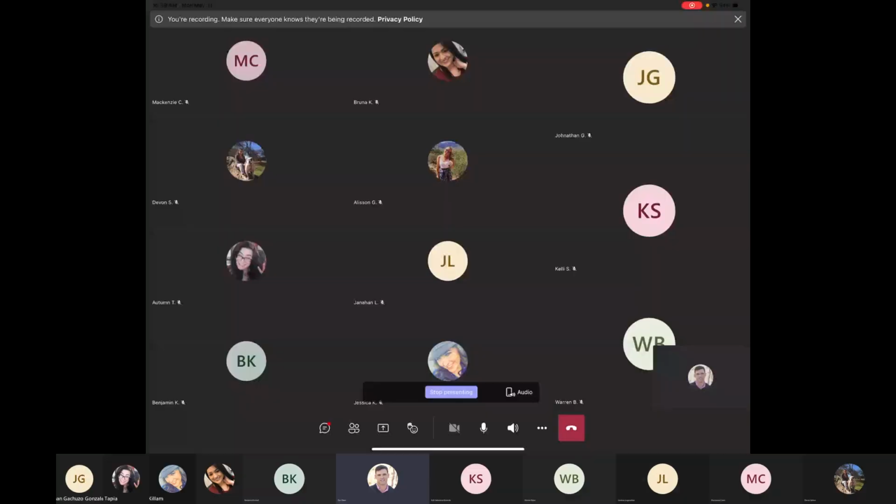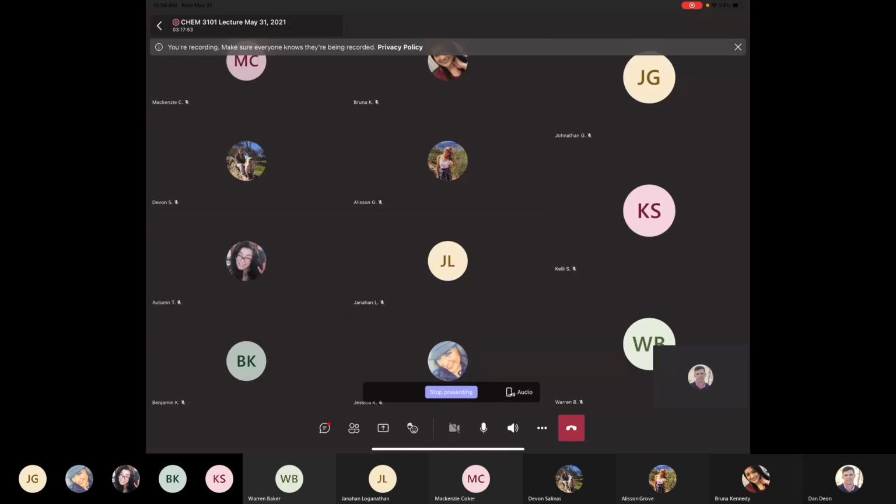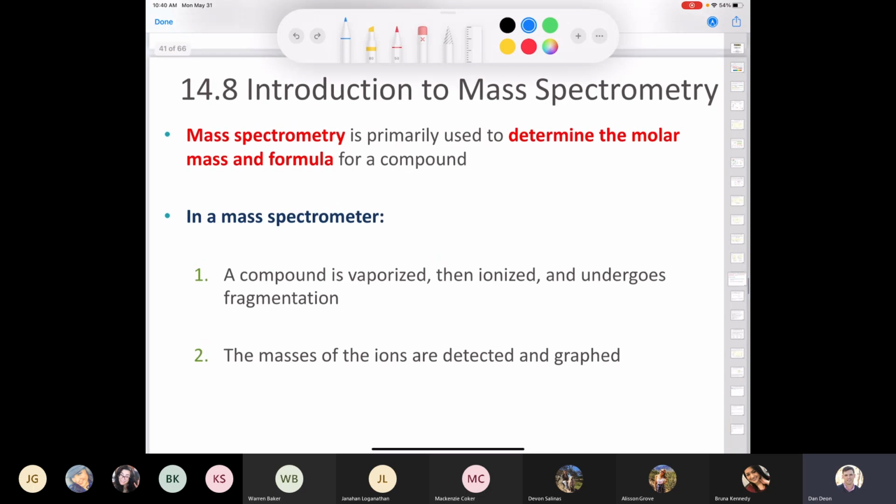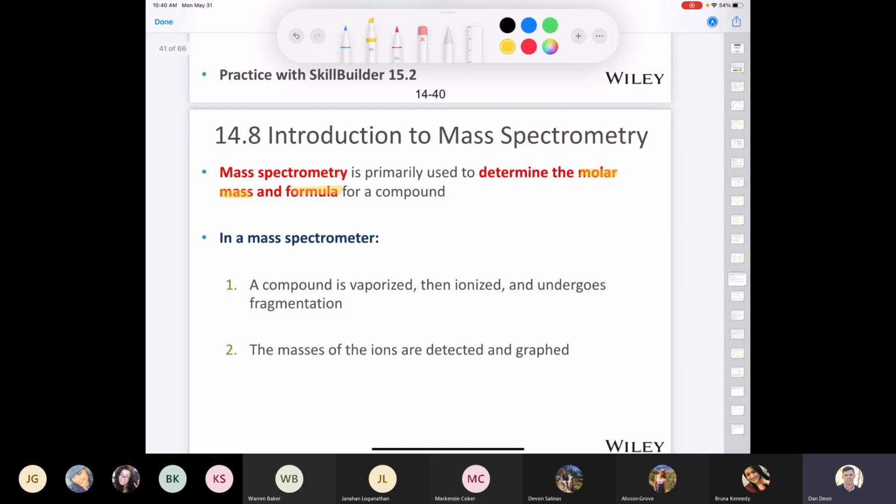and matter, and spectrometry is the interaction between matter and energy. So, introduction to mass spectrometry. Mass spectrometry is primarily used to determine the molar mass of a compound and the molecular formula as well.